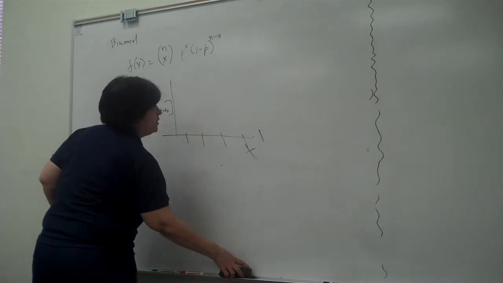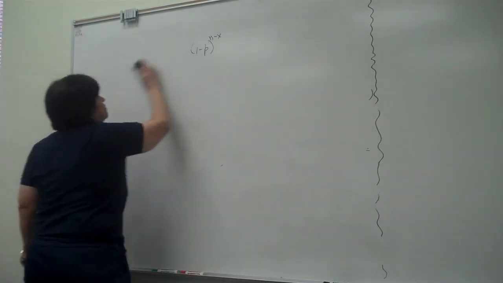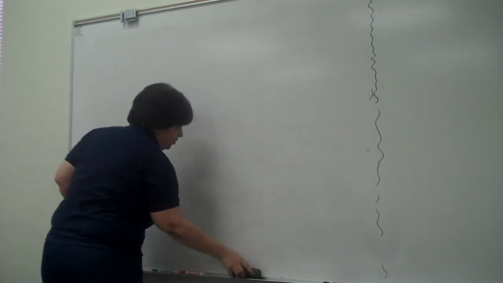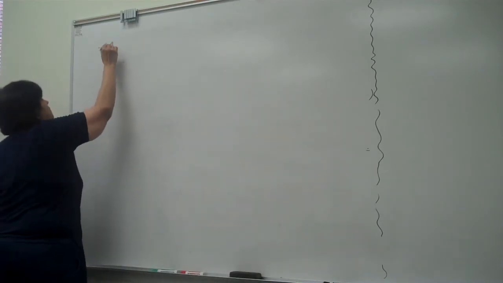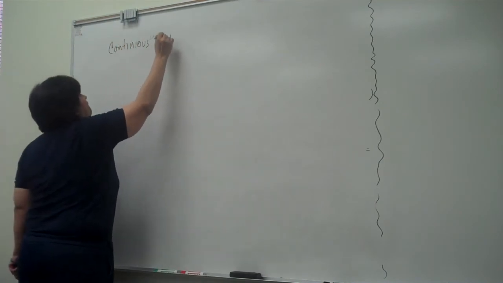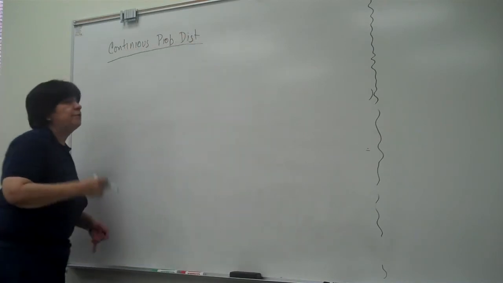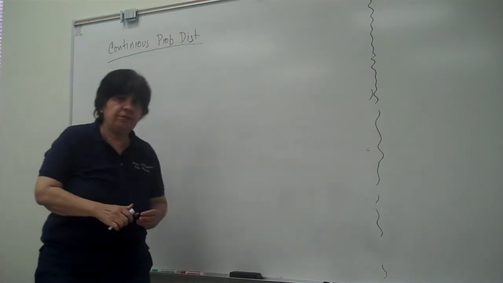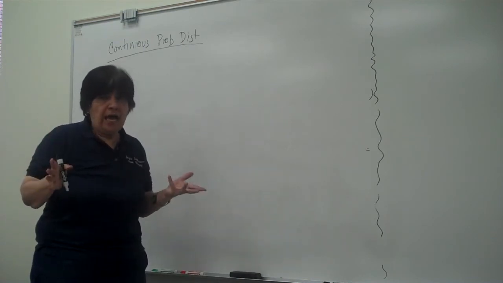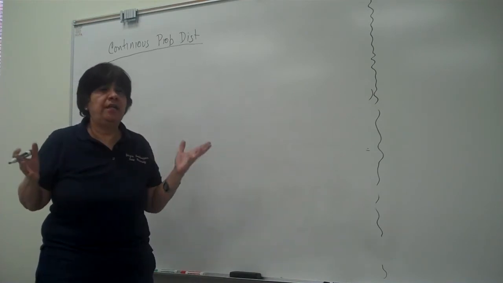Let's do chapter 6. Chapter 6 is about continuous probability distributions. What is the difference between continuous and discrete probability distribution? In a continuous probability distribution, you have a variable that can take any value in the interval.